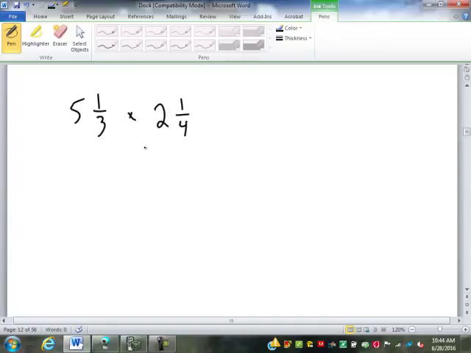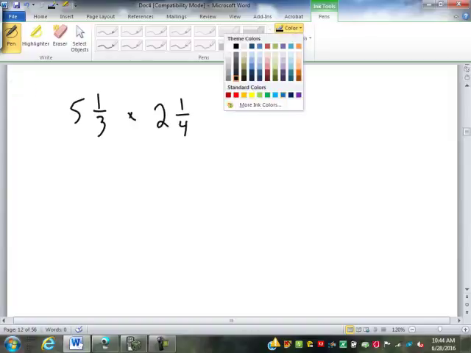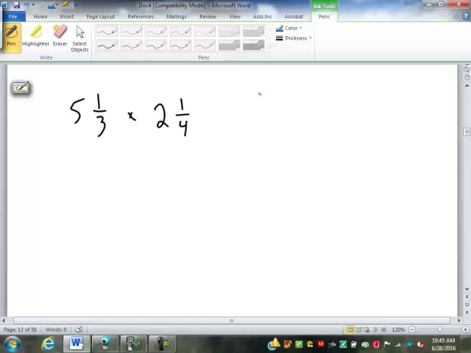How do we normally get away with multiplying mixed numbers? We change them into improper fractions. 5 1/3. Remember how to change it into an improper fraction? 3 times 5 is 15, plus 1 is 16. Good. The 2 1/4.